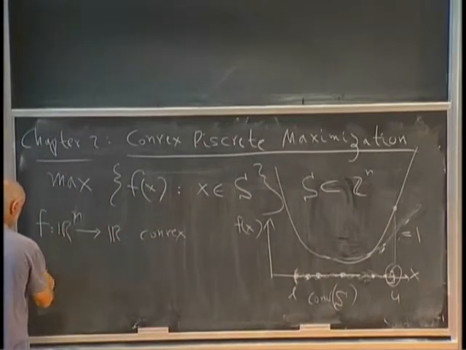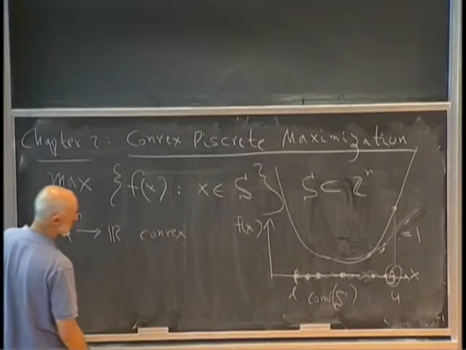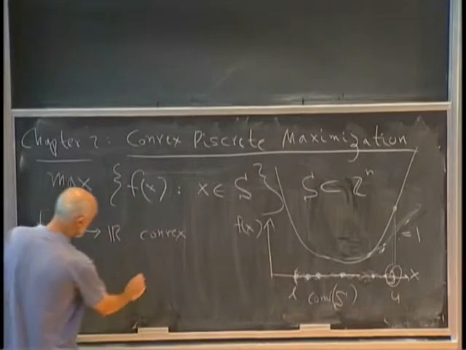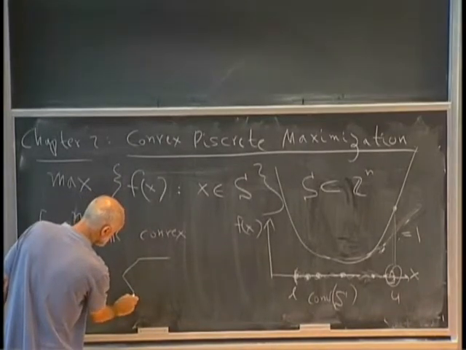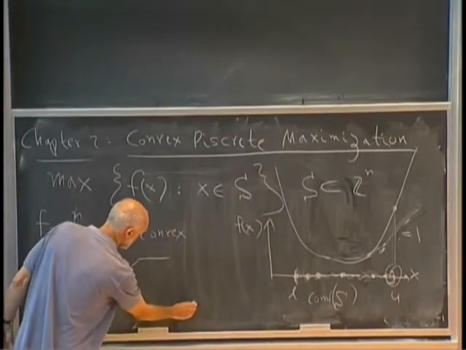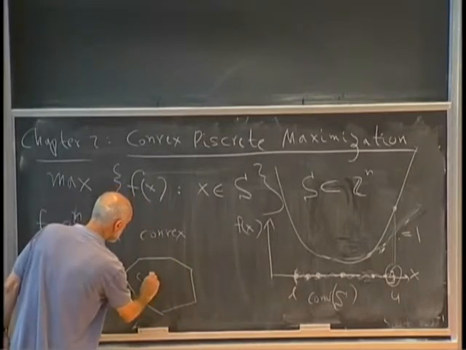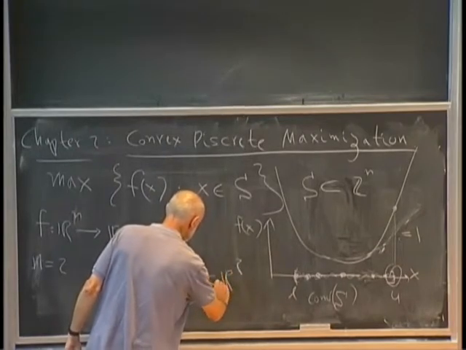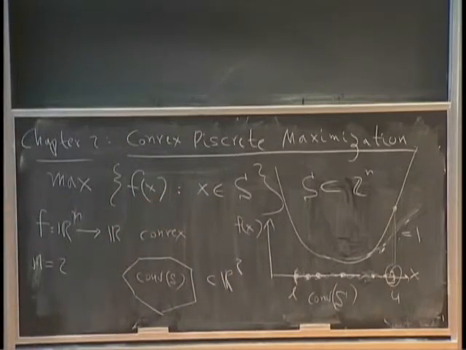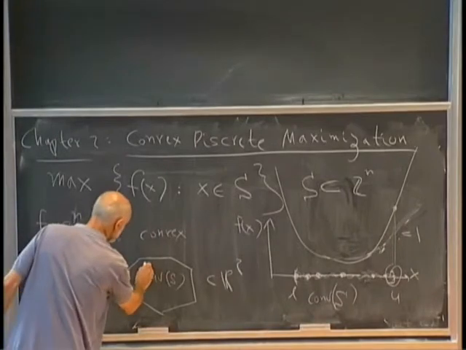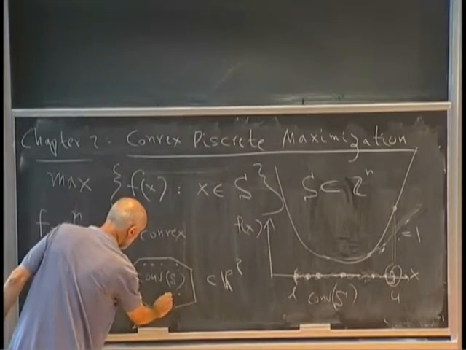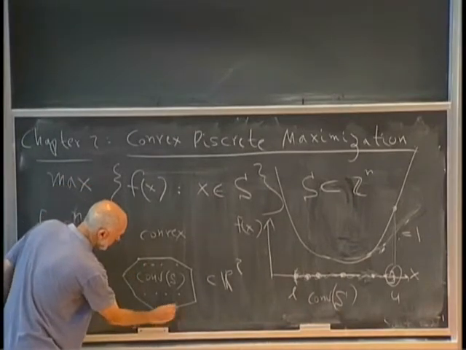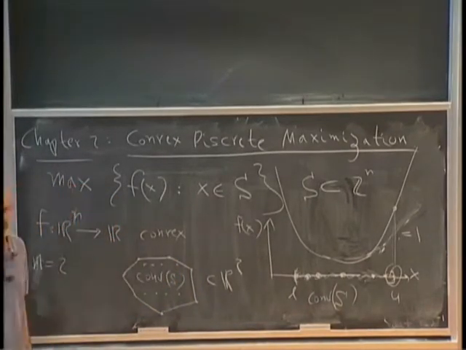Now let's look at a two-dimensional picture. Let's look at dimension 2. So suppose my convex hull looks something like this. This may be the convex hull of S in R2. And again, there are many integer points inside, possibly some holes, some are missing. But the convex hull of S will have its vertices at points from S.